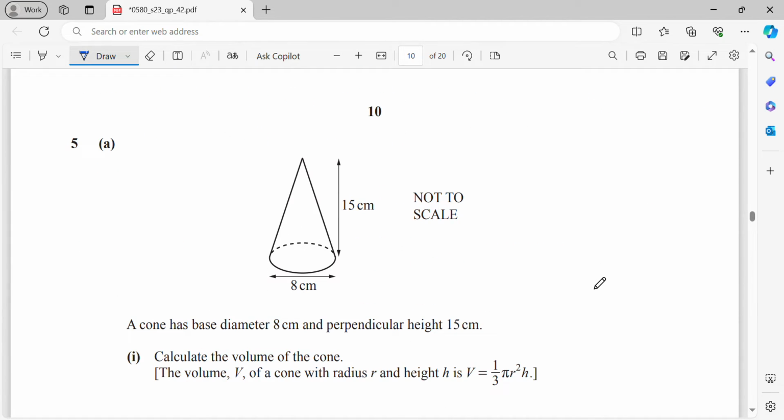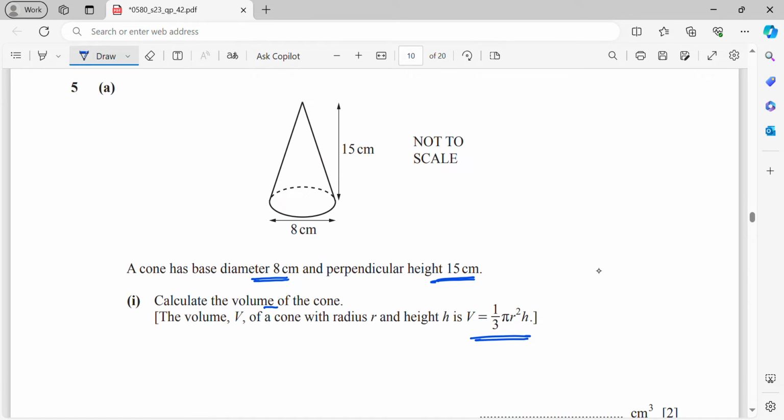Okay, now question number 5a. A cone has base diameter 8 centimeter and the perpendicular height is 15. Calculate the volume of the cone. Okay, so this is the formula. Now the 8 is diameter. That means radius is diameter divided by 2, which is 4. Then just substitute into this formula to get the answer.